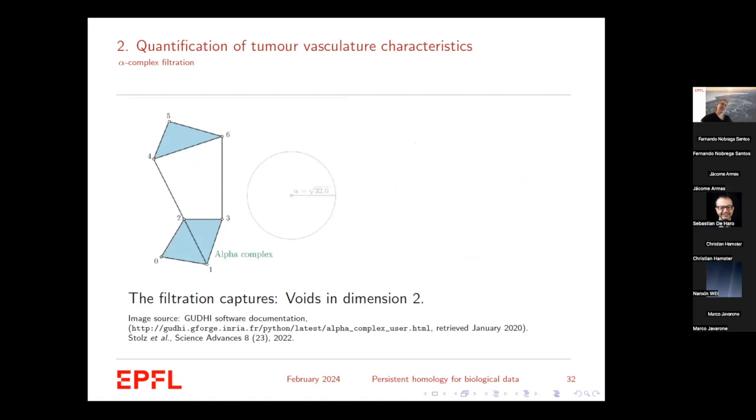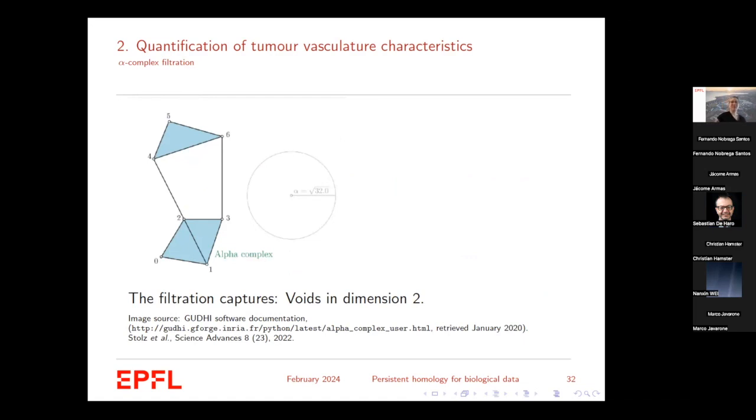So for this, we use a slightly different construction, which is called the alpha complex. We took points that were sampled from the blood vessels, and then you build a Delaunay triangulation on those, and you introduce the simplices roughly by distance or by size. And this gives you a notion of voids, or the size of voids in dimension 2, which is captured by the barcodes.